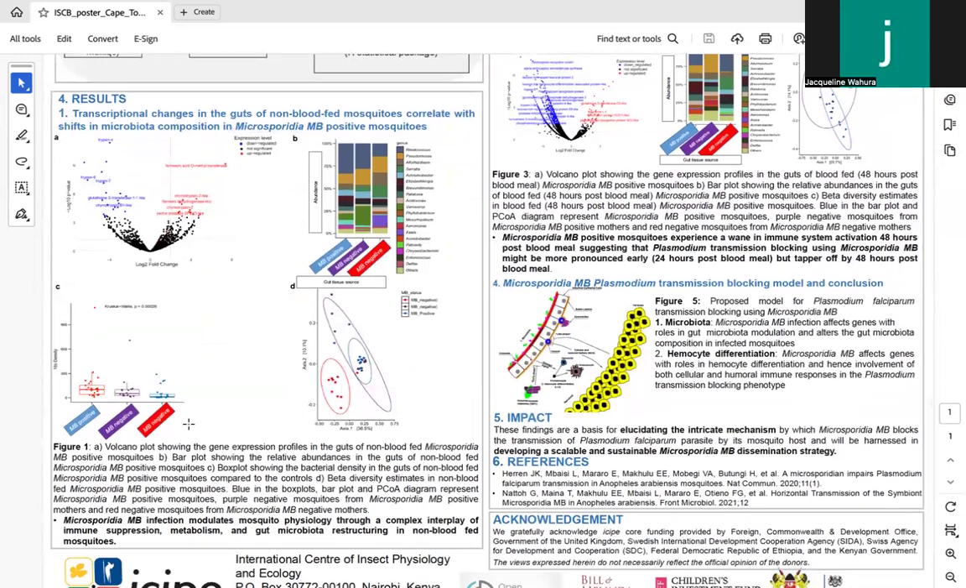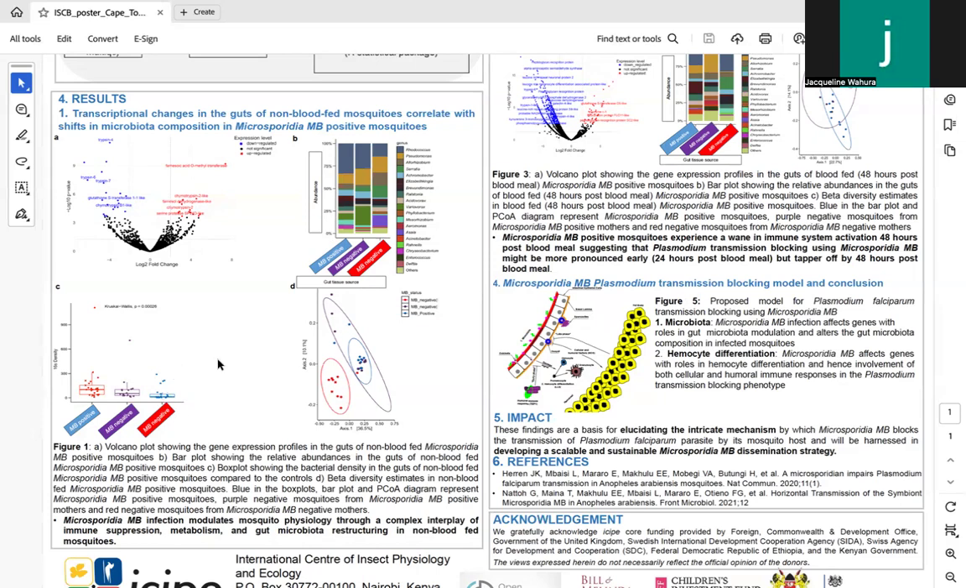We observed that Microsporidia MB infected mosquitoes recorded a down-regulated immunity and an upregulation of juvenile hormone synthesis in non-blood-fed mosquitoes. Juvenile hormone biosynthesis upregulation was previously associated with a down-regulated immunity and an increase in bacterial density, and this could be suggestive of a unique microbiota structure in Microsporidia positive mosquitoes.